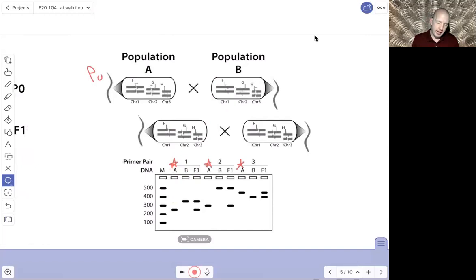So individual A has the deletion. They're homozygous for the deletion. And in this case, we said that the deletion size was about 250 base pairs.